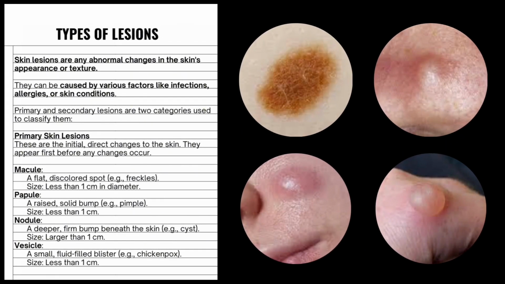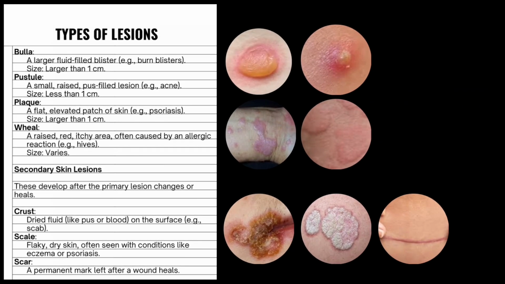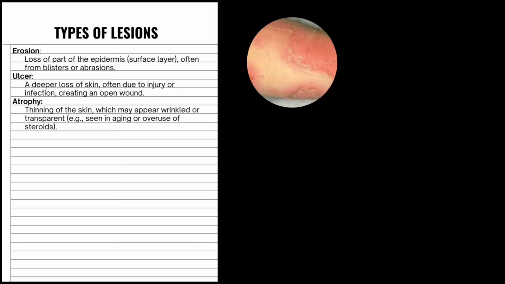Skin lesions are any abnormal changes in the skin's appearance or texture. They can be caused by various factors like infections, allergies, or skin conditions. Primary and secondary lesions are two categories used to classify them. Primary skin lesions are the initial direct changes to the skin. They appear first before any changes occur. Secondary skin lesions develop after the primary lesion changes or heals.